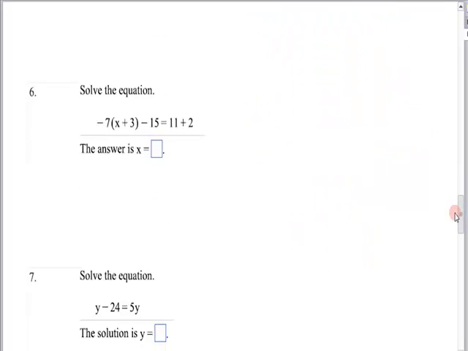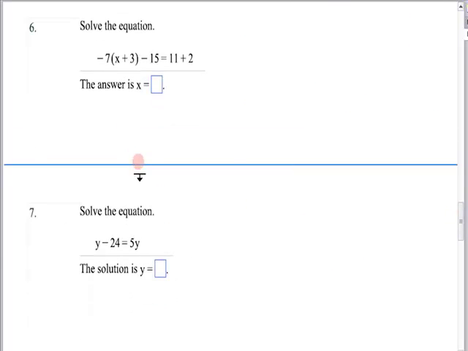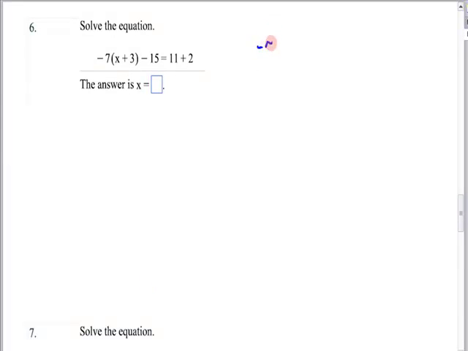Okay, number 6. I have negative 7, parentheses, x plus 3, close, minus 15 is equal to 11 plus 2. What gets more complicated about your problems is that there's more simplifying to do. On the left, can I just simplify this expression? Yes.